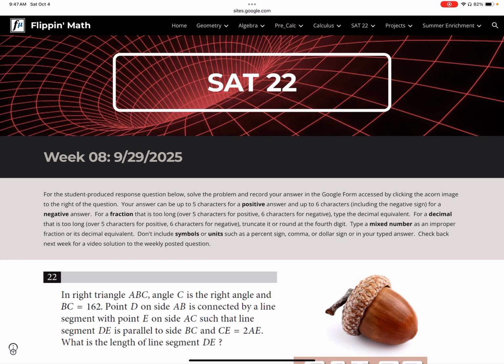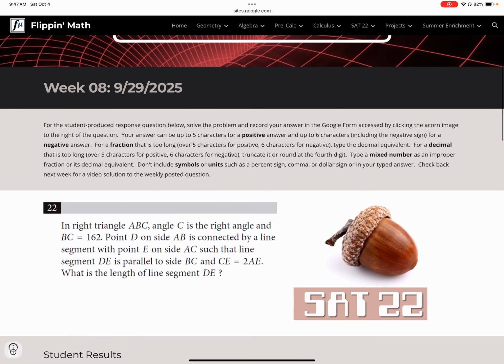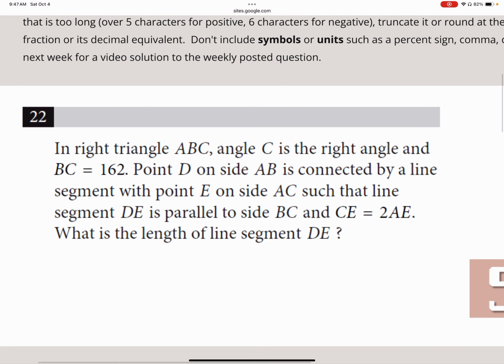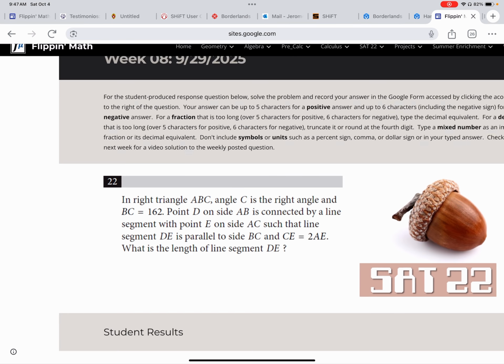All right, here we are, SAT 22 for week 8, a non-multiple choice question. Let's read it. In right triangle ABC, angle C is the right angle and BC is equal to 162. Point D on side AB is connected by a line segment with point E on side AC such that line segment DE is parallel to side BC and CE is equal to 2 times AE. Wow, without a picture, that's a lot to process. Anyway, what is the length of line segment DE?